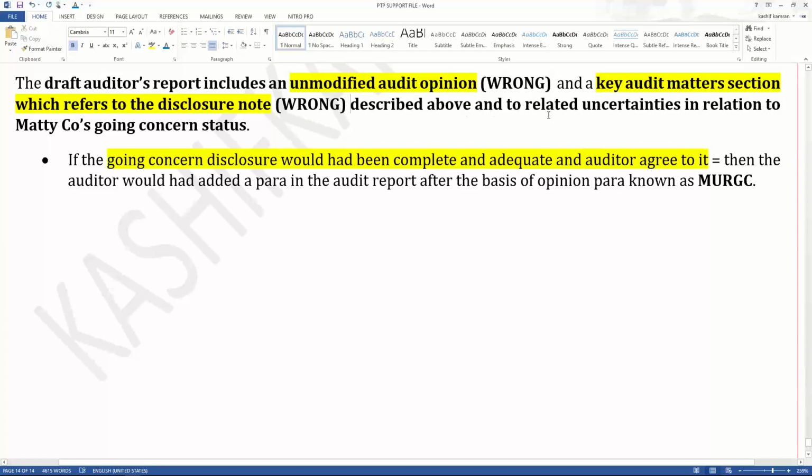So we have included a key audit matter section in the audit report describing the related uncertainties. If the related uncertainties would have been right, you should not have included a CAM, you should have included it in the MURGC. Is that clear to all of you?